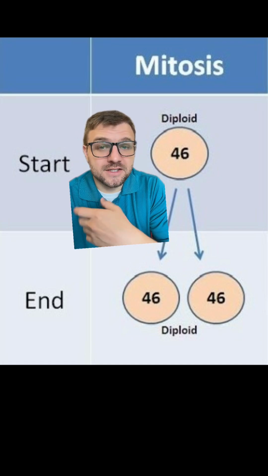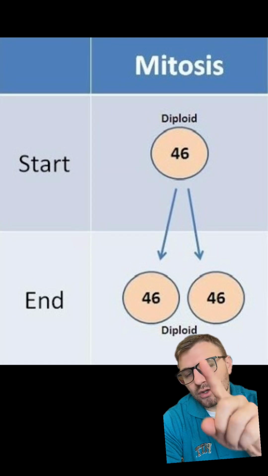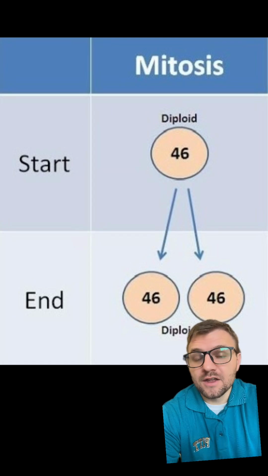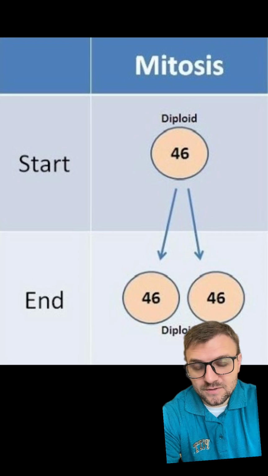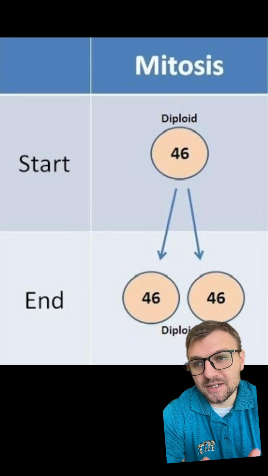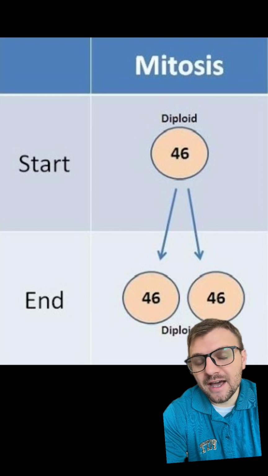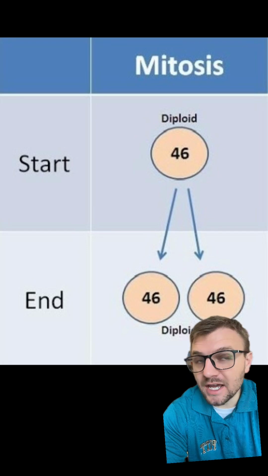start out with a cell that's diploid, and for humans, we have 46 chromosomes in that cell. Our end goal is to make 2 new cells that are going to have each 46 chromosomes. These cells are also going to be diploid. The reason why the chromosome number doesn't change is because we're creating body cells or somatic cells, and these cells want to have the same exact genetic information as the parent cell.